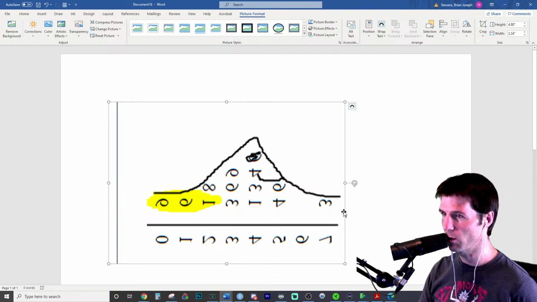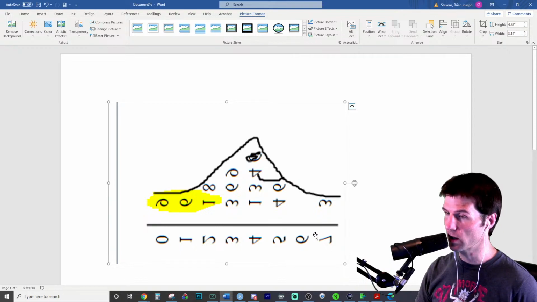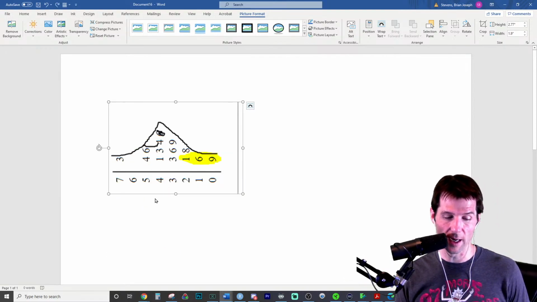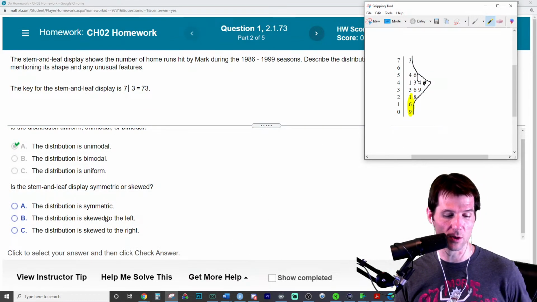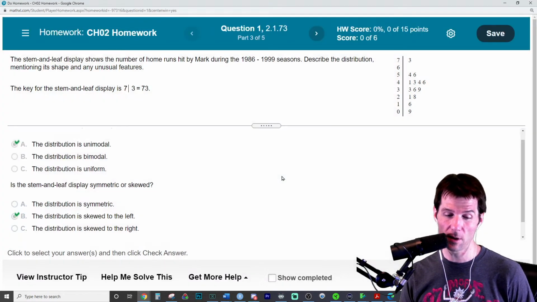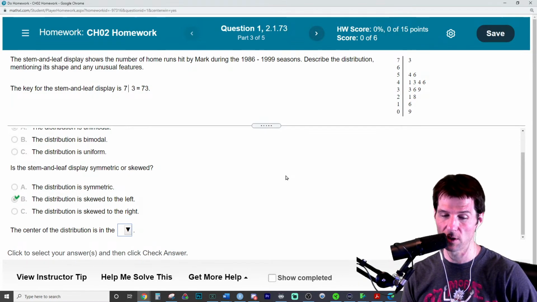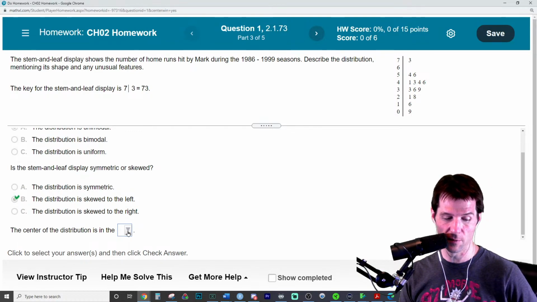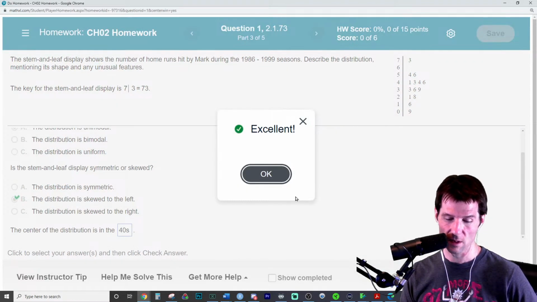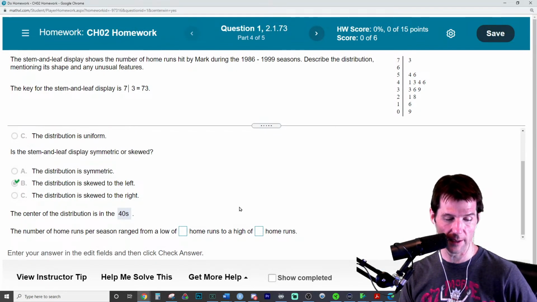And I think it's always left skew. But now the number line goes from 0 to 7. If you have it the other way, it's backwards. So it's just very common that people look at it backwards. So this is left skew. Very little left skew. It's a very small amount of left skew. The center of the distribution is kind of where the peak is at, and that's going to be in the 40s right there. Good stuff. Just where the peak, the modal area.